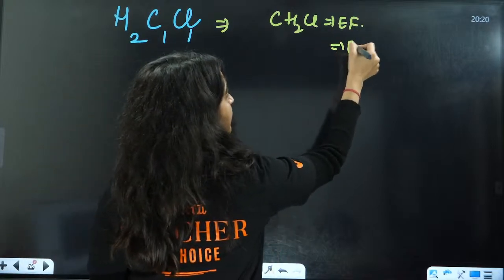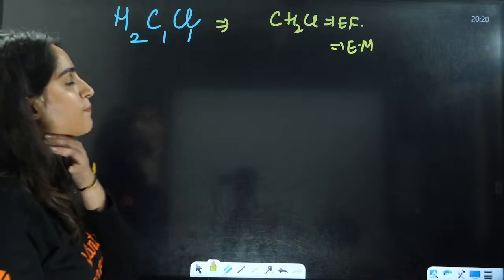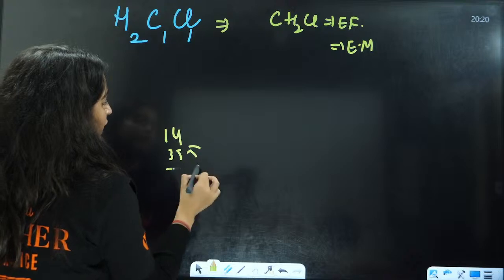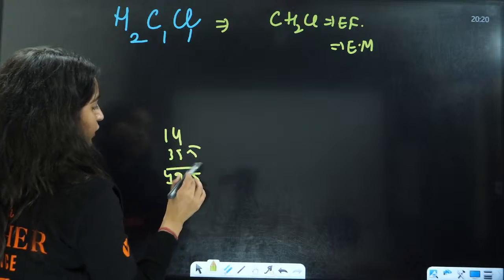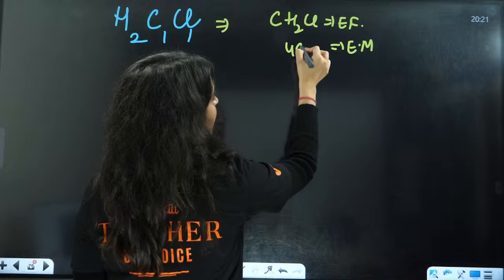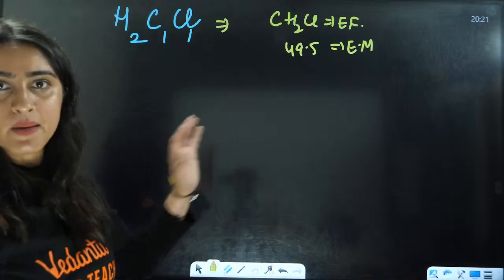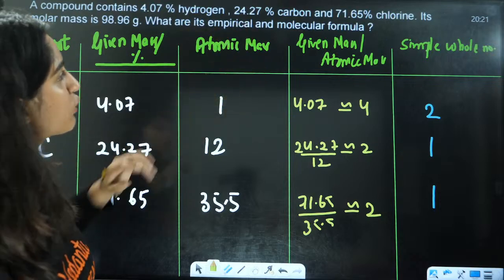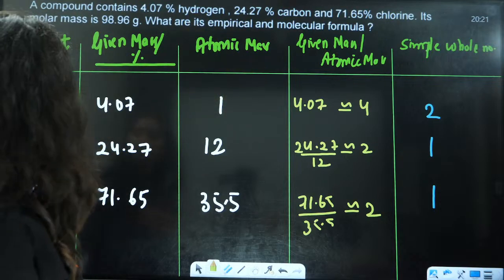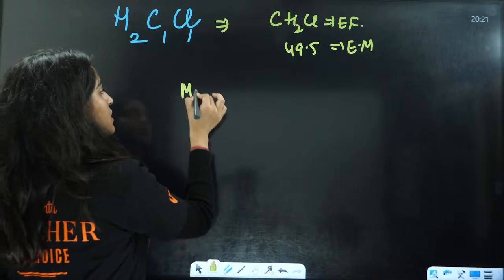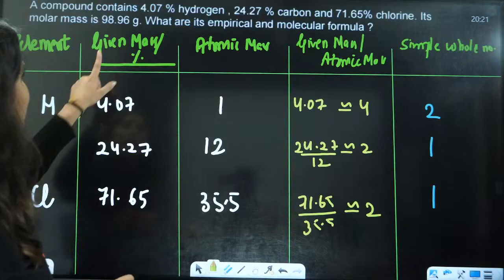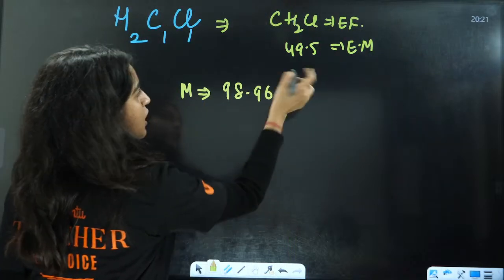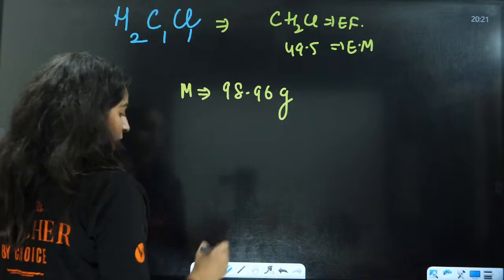What is the empirical mass here? That is 14 plus 35.5, that is 49.5. That is the empirical mass. So what else are you given? They have given you the molar mass. Molar mass is equal to 98.96 grams.